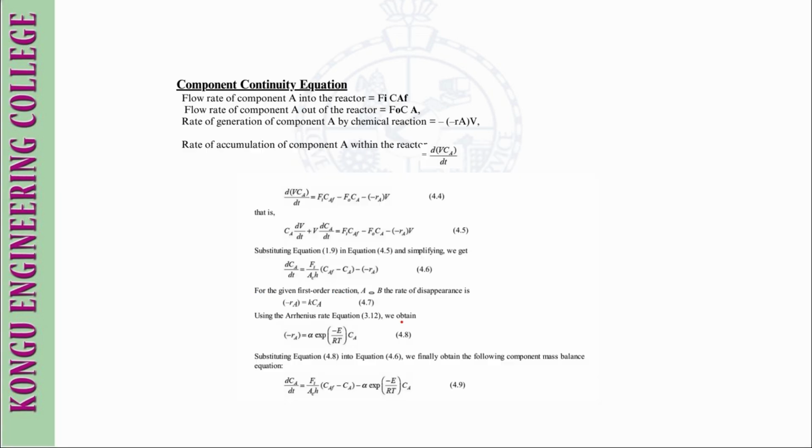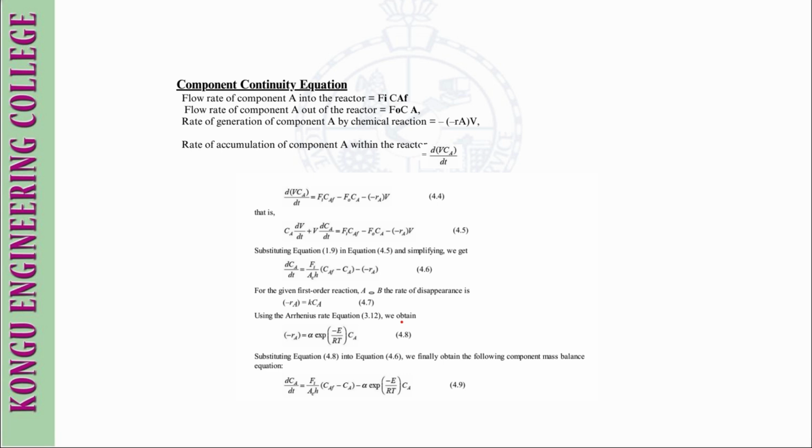Now we apply the mass balance to a specific component, say component A. Here's the general form again. Accumulation is equal to inflow minus outflow plus generation. Inflow of A is equal to Fi into CAF. Outflow of A is equal to F naught into CA. Generation of A: since A is consumed in a first order reaction, it's negative. Minus RA V is equal to minus K CA into V.